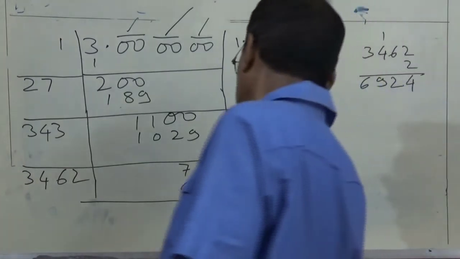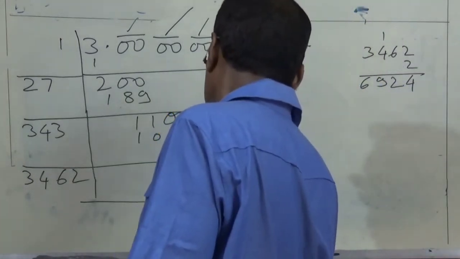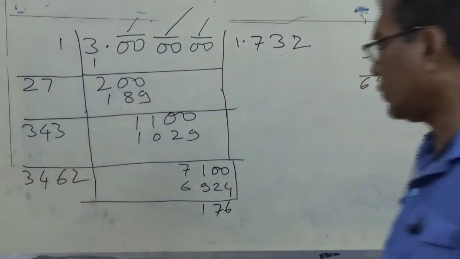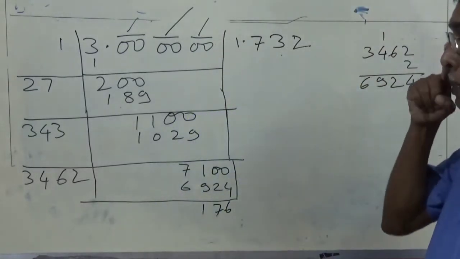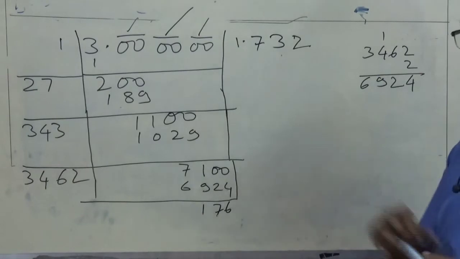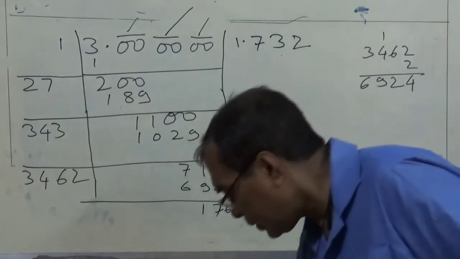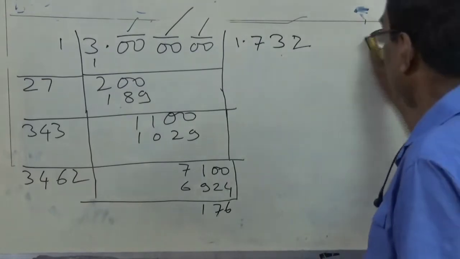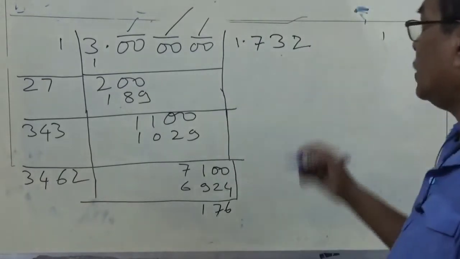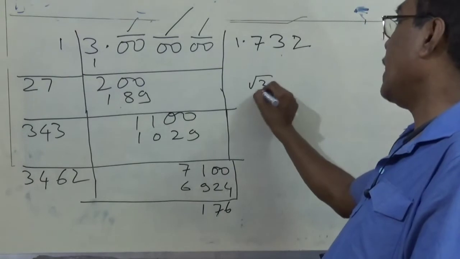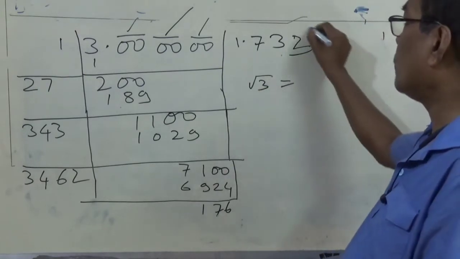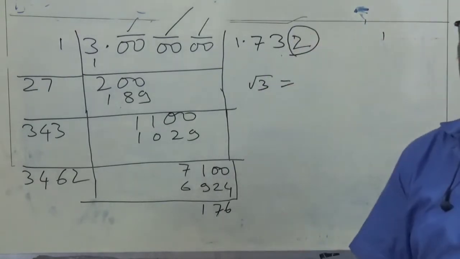And this is 176. So our things have been over. Now the thing is what we will have to do. In that case, square root of 3 will be how much, sir? I am telling you that you will have to observe this 3rd place.